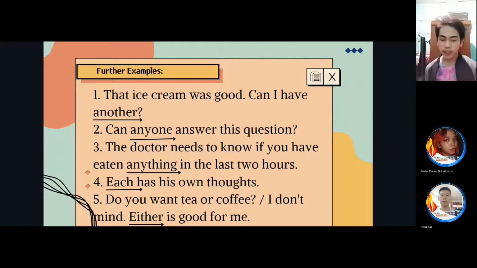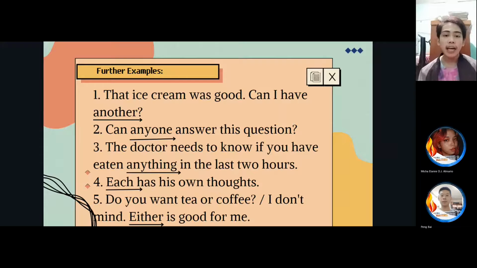Number two, can anyone answer this question? So anyone or anybody means no matter what person, regardless of gender, young or old, social and economic status, as long as he or she is a person, right? Number three, the doctor needs to know if you have eaten anything in the last 2 hours. So the indefinite pronoun used is anything, which means no matter what thing. In the sentence, it pertains to any kind of food that the patient had eaten, whether it is sweet or salty, soft or crunchy.